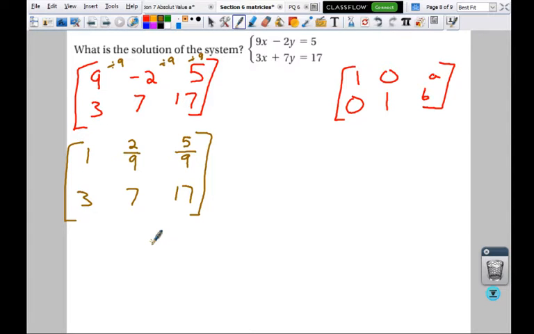Because we're dividing by 9. Why not decimal? Because we get 0.2 repeating. That's kind of a pain.